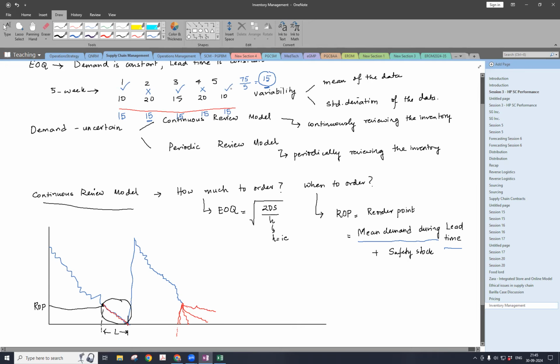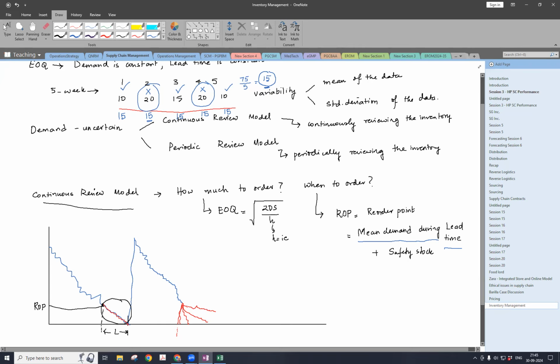Now, you can clearly see that when I'm having the mean demand during lead time, there are at least two situations where I'm not able to meet the demand. Now, if I continue doing this for multiple weeks, you will see that there are situations where you are able to meet the demand and there are some cases where you are not.